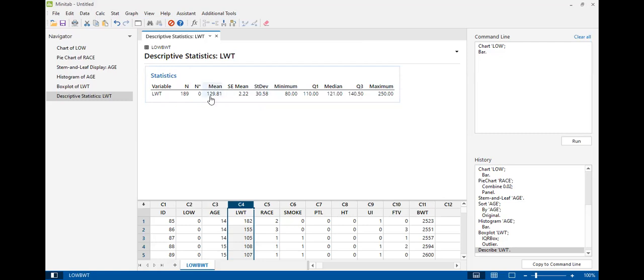So what is the mean? The mean is 129.81. Here is the median. Median is 121. So what is the other word for median? What is the other word for median, Lama?